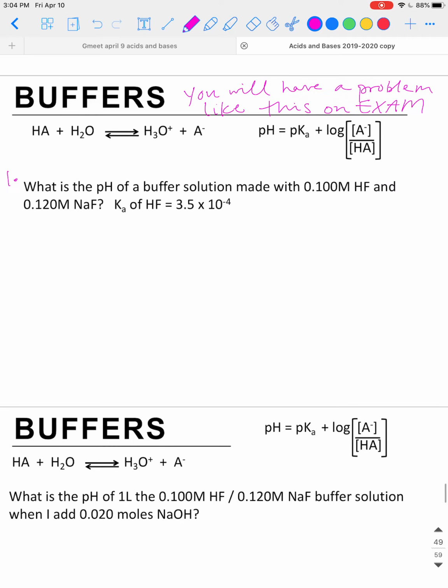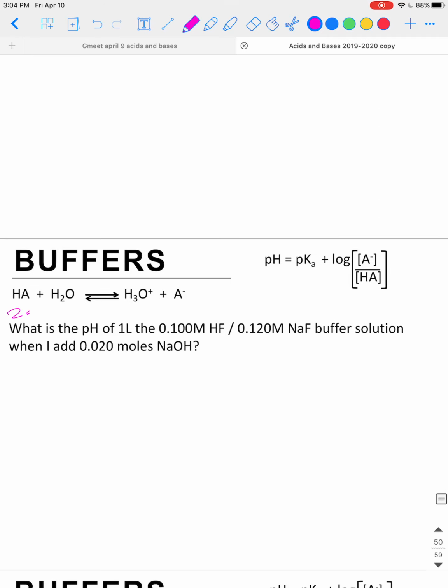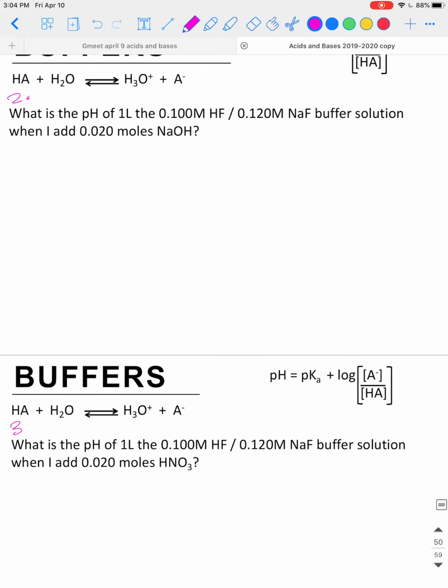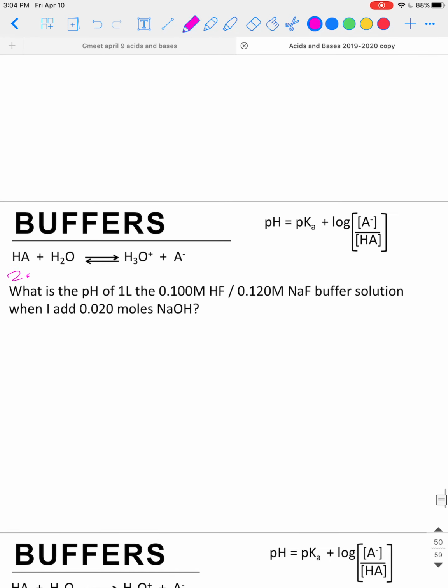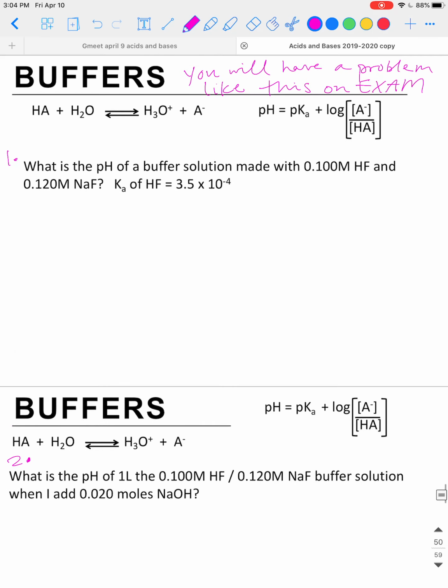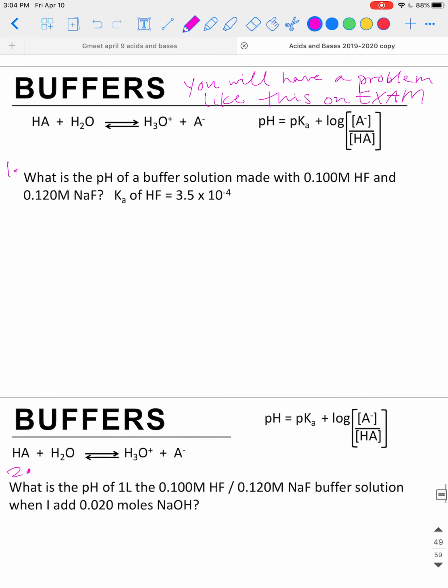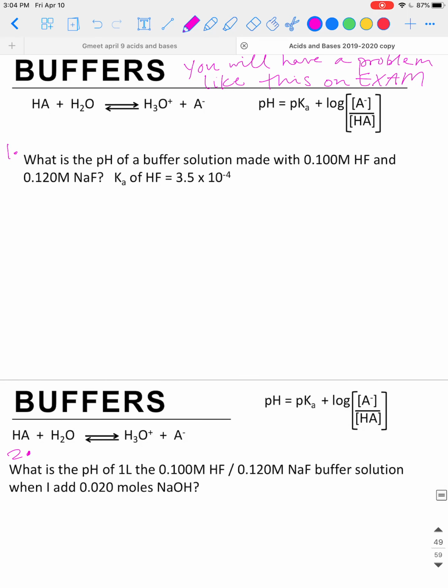This is a 3-step problem. This would be part 1 of the problem, this would be part 2 of the problem, and this is going to be part 3 of the problem. It's a 3-part problem. It's a really big, long problem. And you do use the Henderson-Hasselbalch equation, okay? So, again, pay attention, take notes, work this out with me so that you know how to do it on the exam.